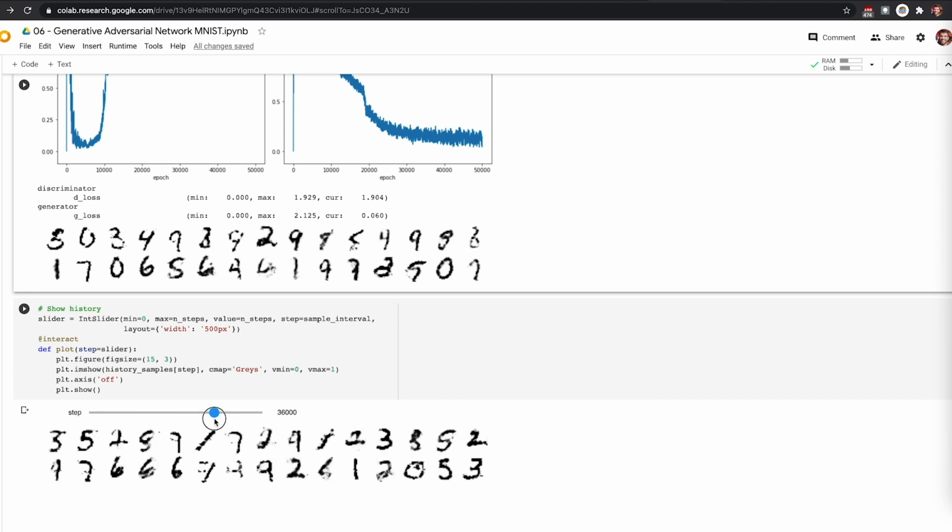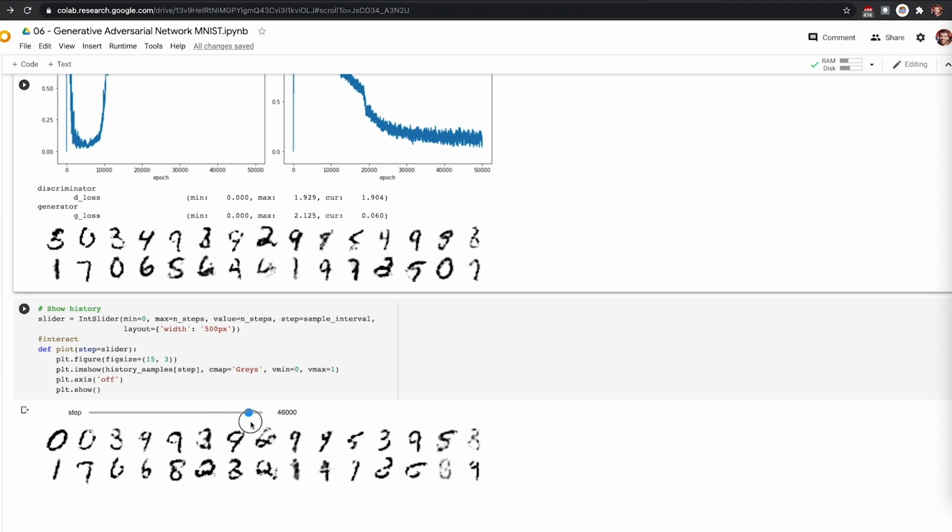And at the end here, hopefully they look like something that we would classify as certain digits like 5, 0, 8, well, 4, 9, whatever, 3, 2. So those are now digits that I think look pretty good, given that it learned this by just trying to fool the discriminator.